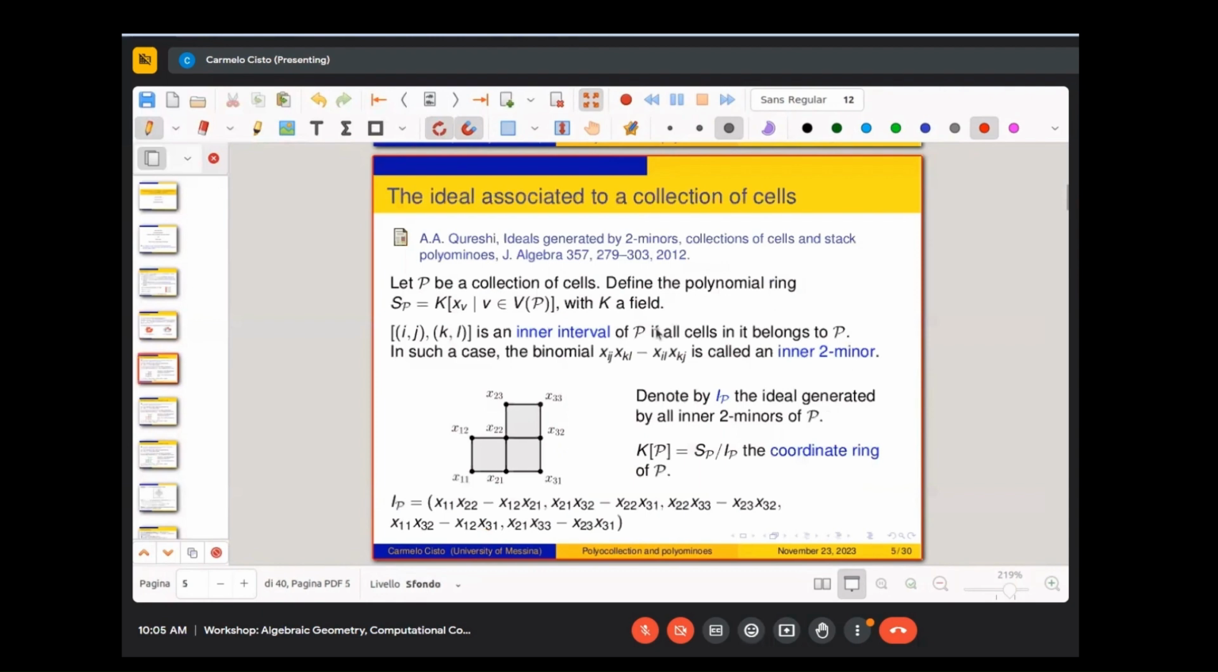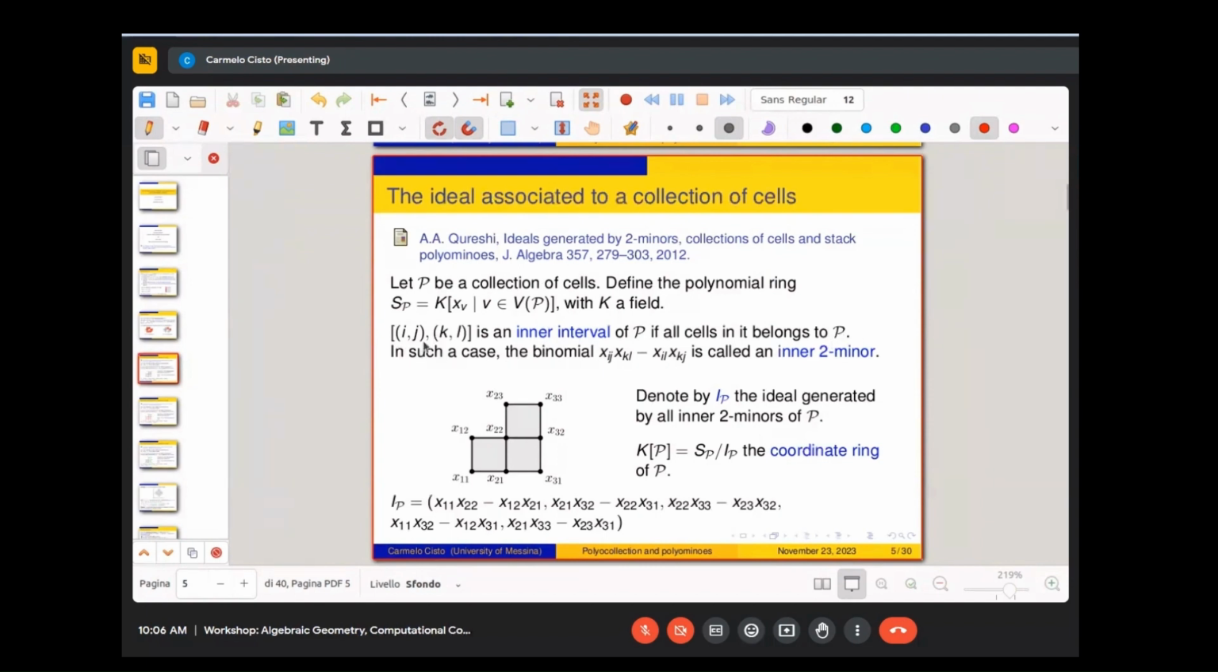In 2012, Qureshi introduced a way to associate a coordinate ring to a collection of cells. I explain briefly this construction. We have a collection of cells P. We introduce the polynomial ring whose indeterminates are indexed by all vertices of the collection. We define an inner interval of the collection as every interval such that all cells contained in the interval are contained also in the collection P.